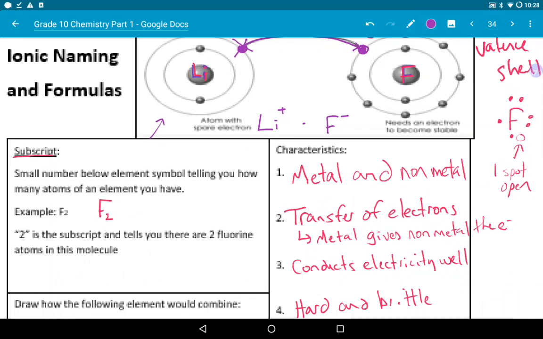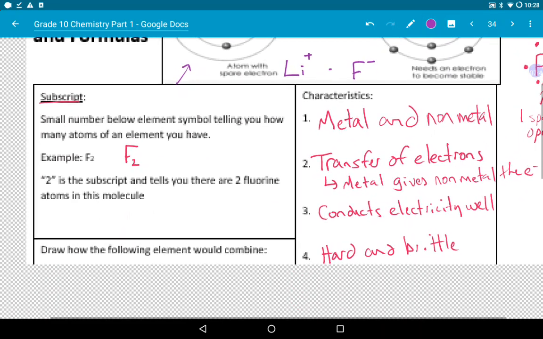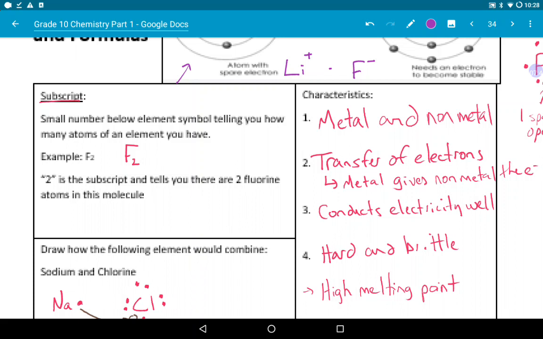Alright, so a few other things we need to look at before we get into the formulas and naming. The subscript. The little values written after the symbol tell us how many atoms. So in F2, the subscript tells us there are 2 fluorine atoms in the molecule. That's used when we work with formulas to understand how many atoms of each element are present.